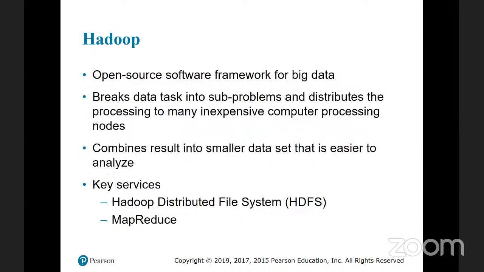So open source, Hadoop is an open source software framework for big data, and it can break the data task into sub-problems. So it is actually separated into many different processing across several computers. So it's easier to analyze.